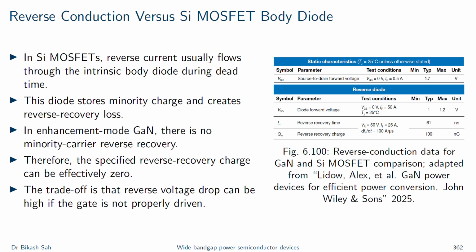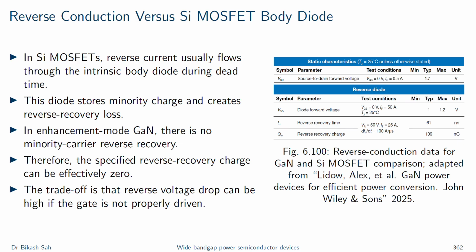So now we just have a small comparison of how reverse conduction compares with the silicon body diode. I believe the understanding of the process is already clear, right? In silicon MOSFET, the reverse conduction typically flows through the intrinsic body diode during that time. This diode stores minority charge, and when the current commutes, the reverse recovery occurs. Reverse recovery creates current spikes, additional losses, EMI, and device stress.